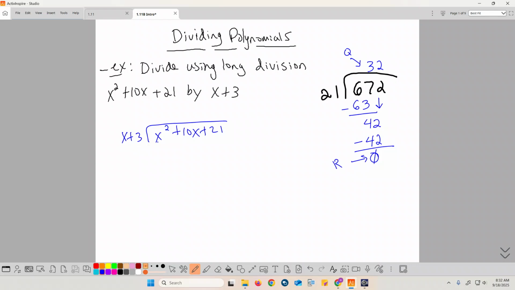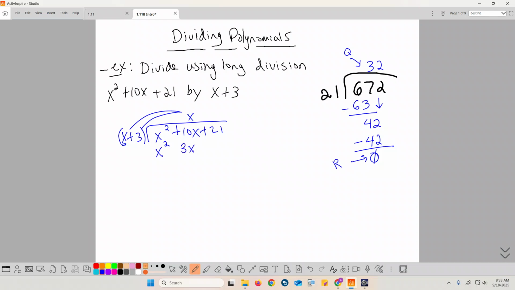What can we do to x so that it goes into x squared? Well, we'd have to multiply this x by another x. So x times x would give us that x squared. So I'm going to go ahead and align it up here, multiplying it by an x. Now we're basically going to multiply everything by this binomial up here. So x times x is x squared, and then x times 3 is 3x.